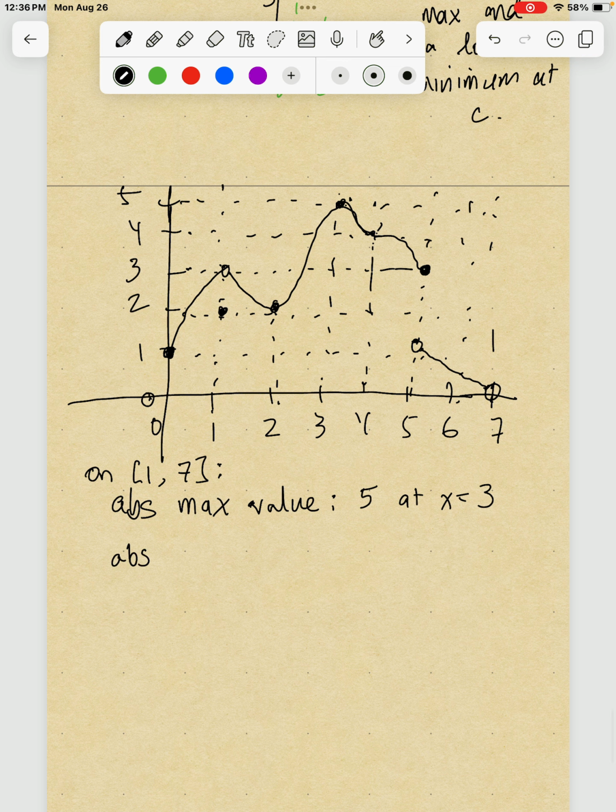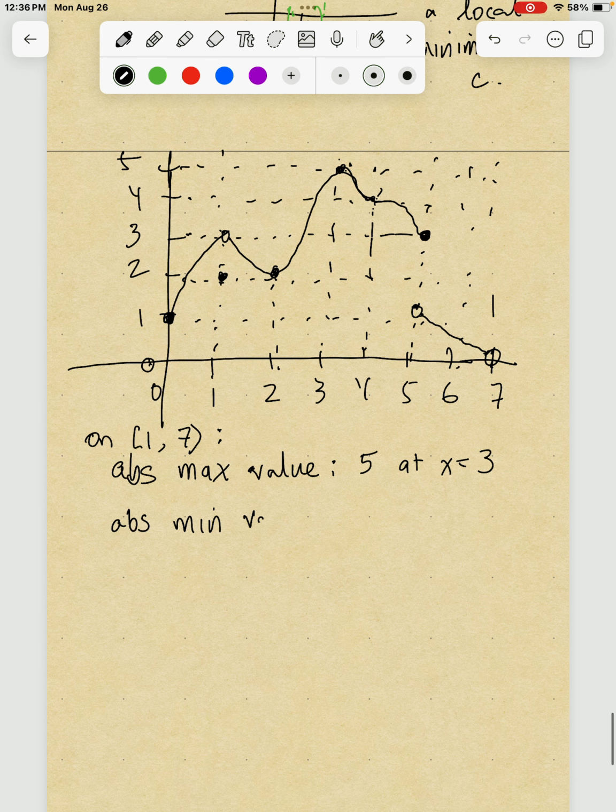What about the absolute minimum? Oh, it's undefined at 7. Okay. So, sorry, we want a half of an interval. An absolute minimum value of the function on this interval. Well, there's none, right? Because the y values are all positive and 0 is not attained. If this hole at the end were filled in, then we would say that the absolute minimum value is 0 at x equals 7. But in this case, there is no absolute minimum.